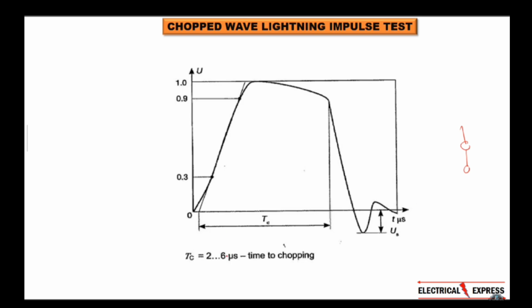In the chopped wave, we have to do that as soon as your time of full wave is 2 to 6 microseconds. Like we saw that a peak came in 1.2 microseconds. After that your voltage started reducing. So as soon as it is 2 to 6 microseconds, we have to chop the voltage there. That means the voltage has to be grounded. So what will happen here? Your voltage will directly become 0. So this is what we call chopped wave lightning impulse. We have to keep in mind that voltages are chopped in minimum time. So this is what we call chopped wave lightning impulse test.